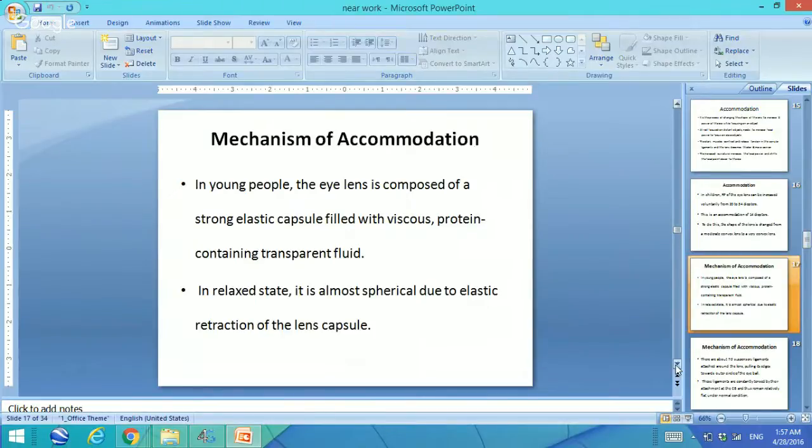Why is that? Or how can this occur? In young people, the lens is composed of a strong elastic capsule. This elastic capsule is filled with viscous protein containing transparent fluid. This is the material of the lens. In the relaxed state, it is almost spherical due to the elastic retraction of the lens capsule.